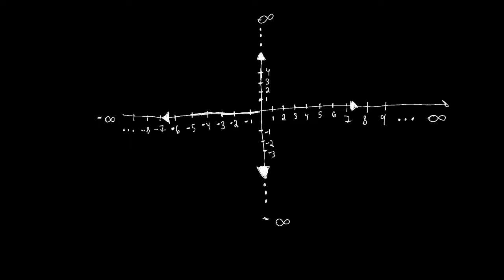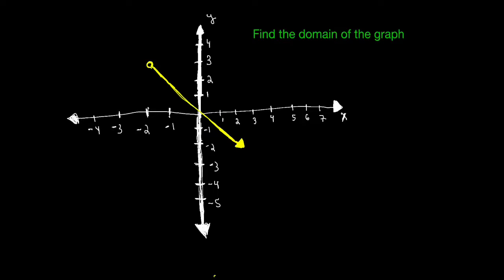Alright, so let's begin by getting the domain of a graph. So right here, as we look at this yellow graph, we see that we have an arrow on the right hand side. Now this arrow is extending to the right, so we can kind of imagine this graph never ending and keep extending to the right.